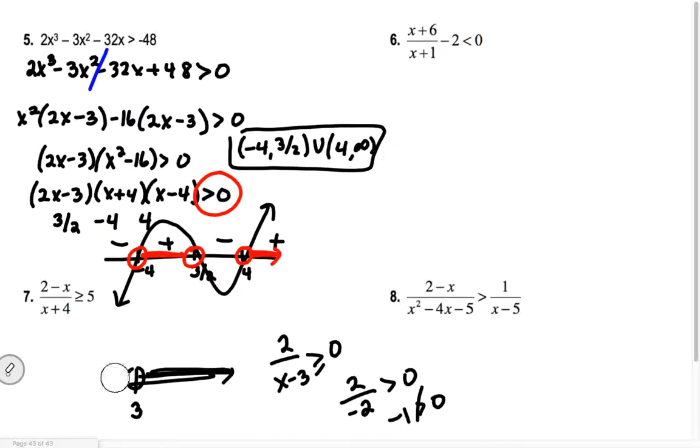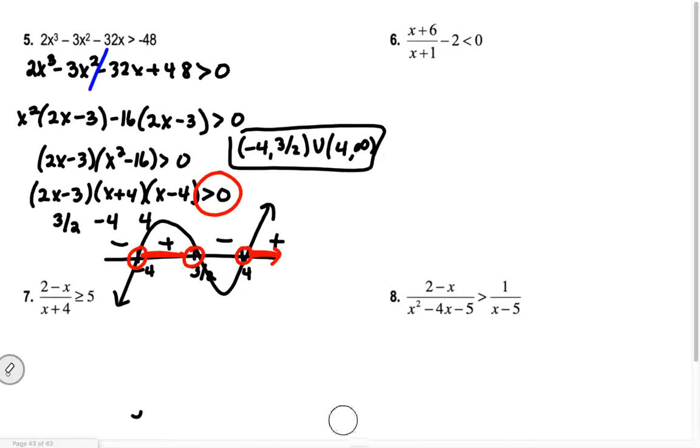All right, so let's look at this example up here. So we have x plus 6 over x plus 1 minus 2 is less than 0. We have to get it in the form where we have a fraction is less than 0. So we need a fraction is less than 0. So we're going to take this and we're going to get common denominators.